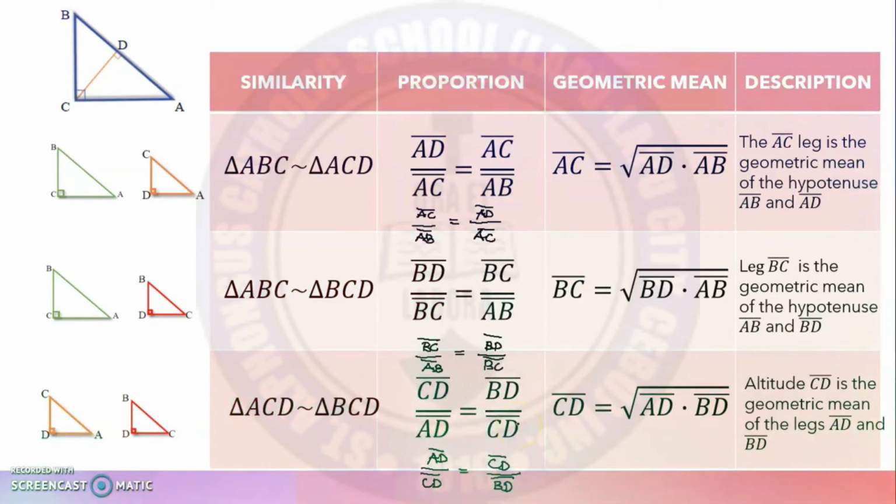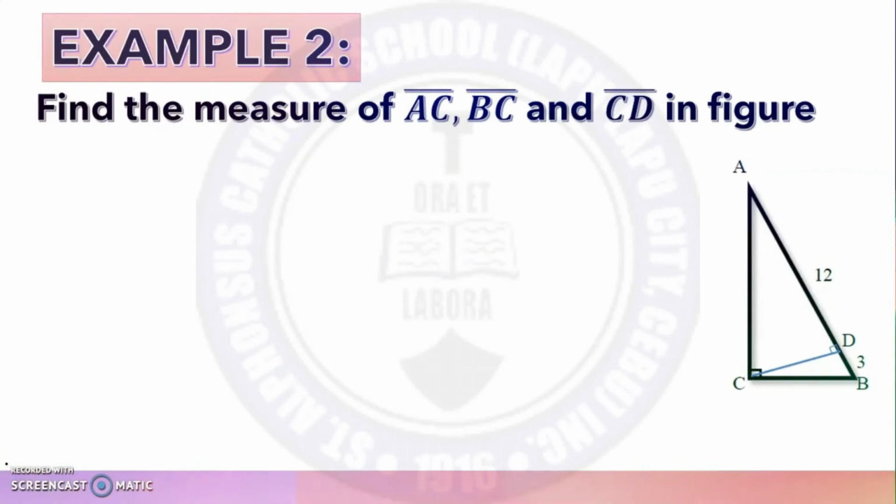Okay, so now let's try to use this idea in solving some problems. Given right triangle ABC, find the measure of line segment AC, line segment BC, and line segment CD. In this manner, class, we're going to use the ideas or the concepts of two corollaries. We will start with the altitude first.